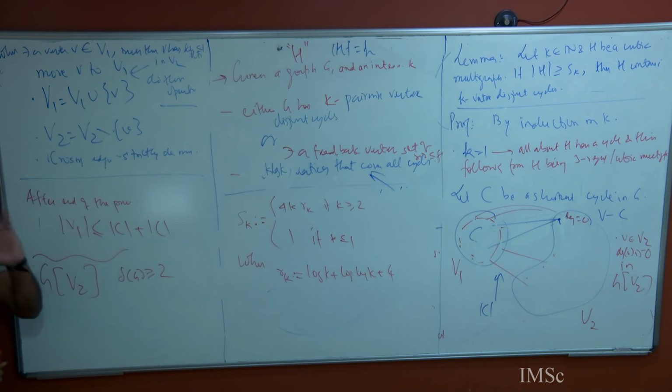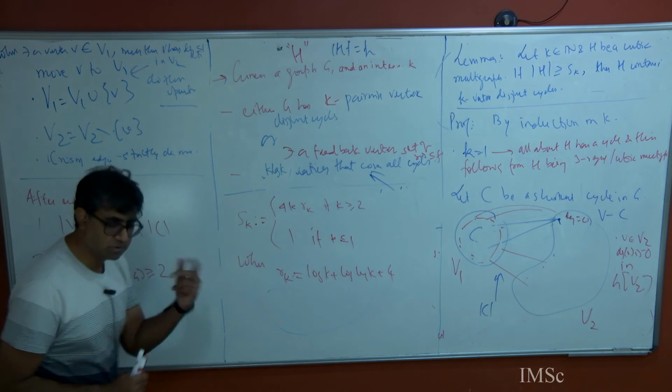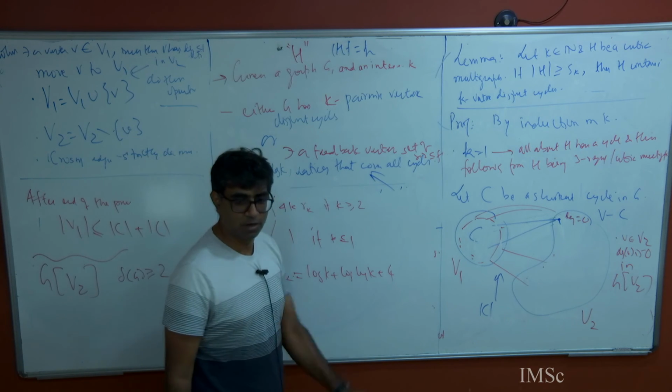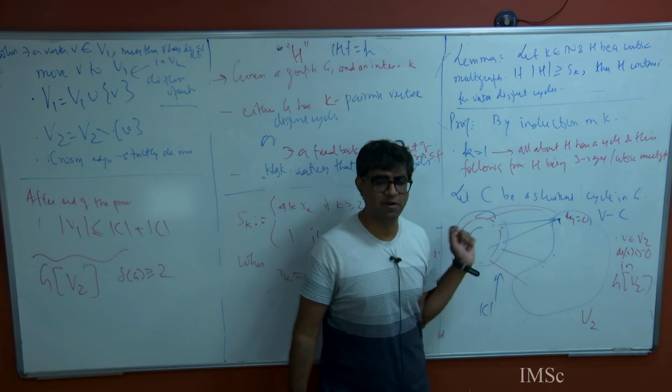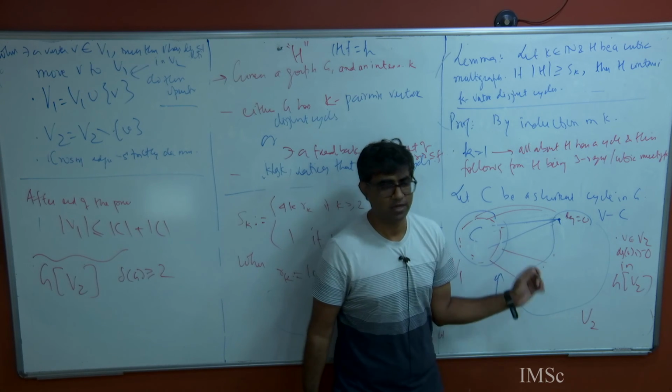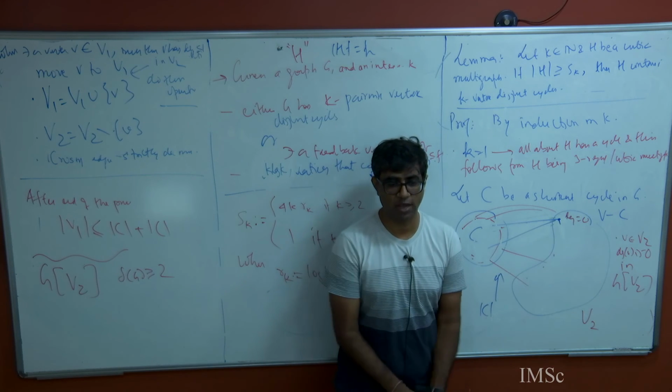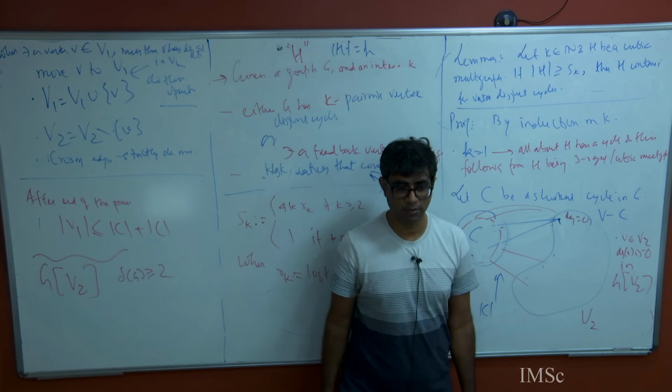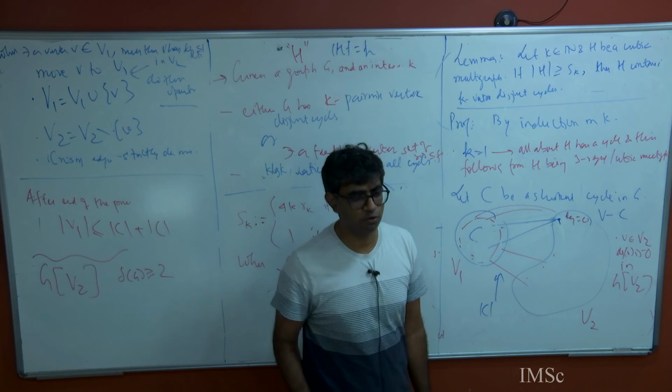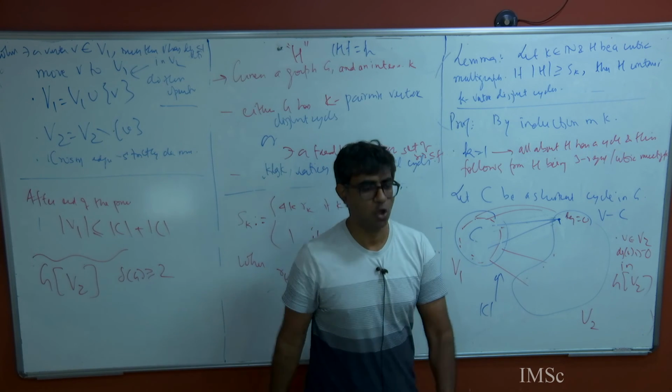What is my goal at this point of time? Let's try to understand what is my goal. My goal is only one thing. I am only removing vertices which are useless, right? If I look at a graph induced on V2, I could have applied the following reduction rule also. What is my reduction rule? Remove vertices of degree at most 1.